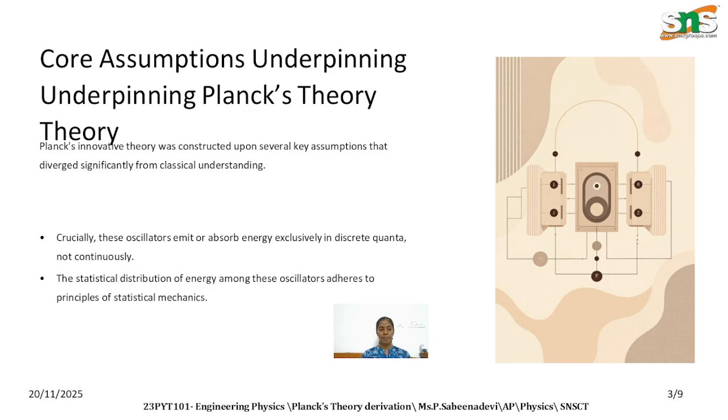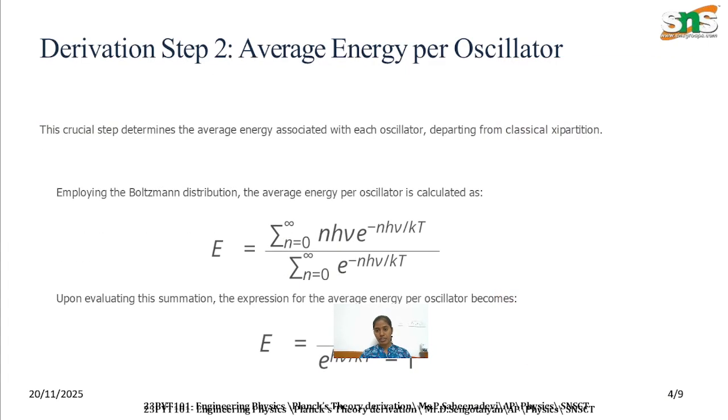That is called a quantum. The energy of the quantum is given by E = hν. Here E is the energy, h is Planck's constant, and ν is the frequency. Here h is the Planck constant. The higher frequency radiation carries higher energy. So these are all the assumptions made by Planck.